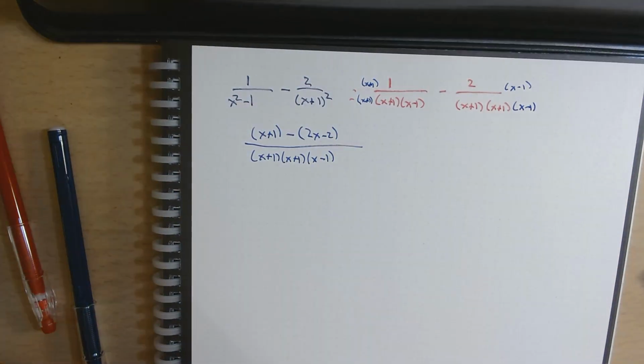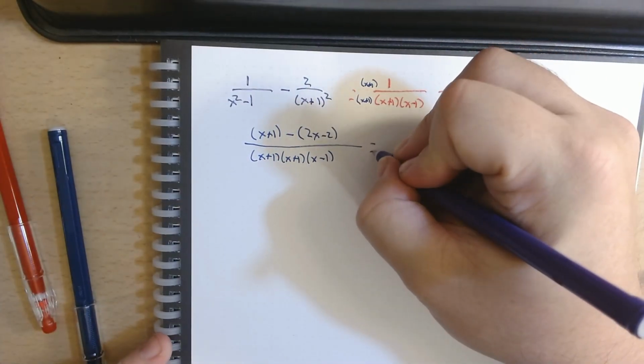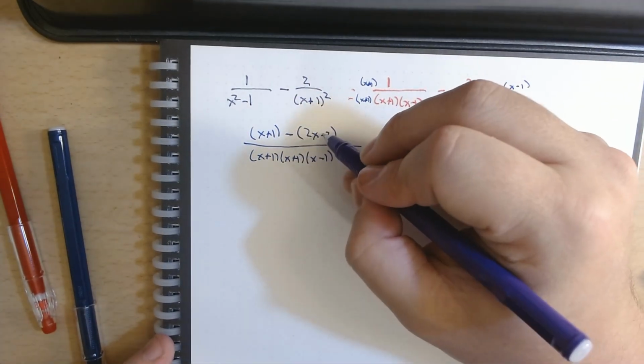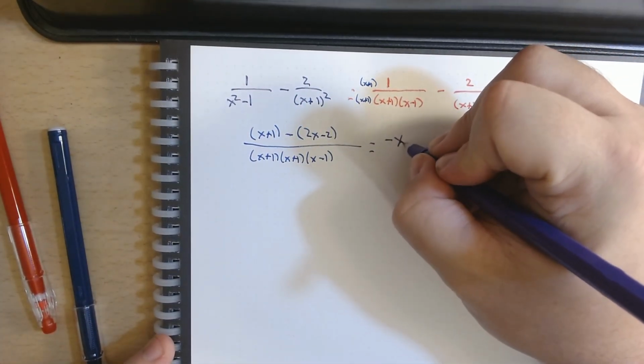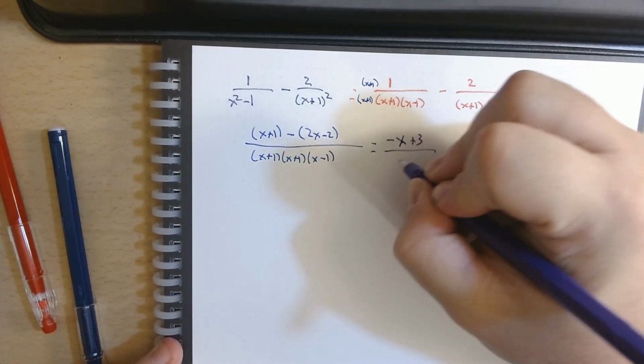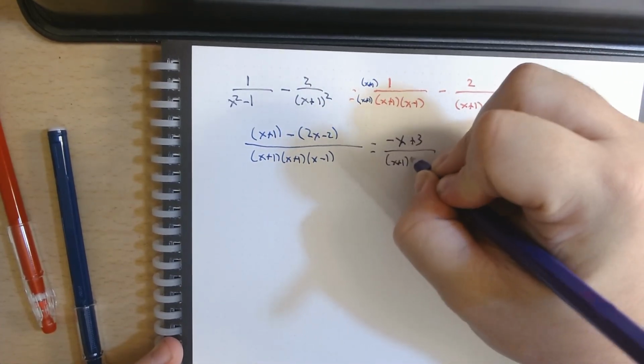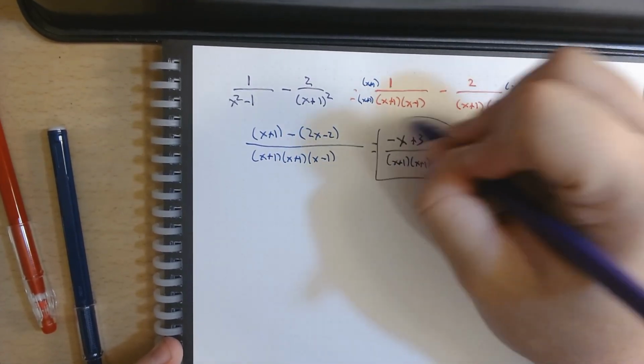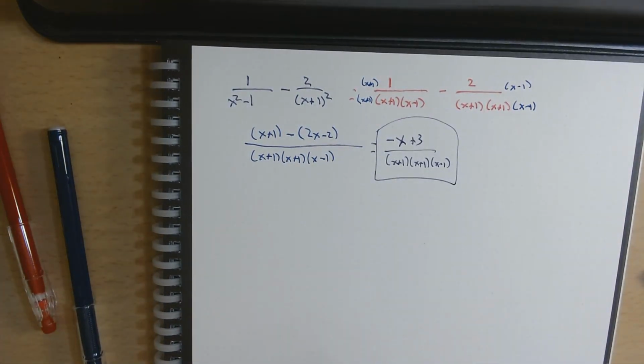Now we simplify. X minus 2x is negative x. 1 minus a negative 2 is a positive 3. X plus 1, x plus 1, x minus 1. And that's your answer. Nothing else is factorable. All right.